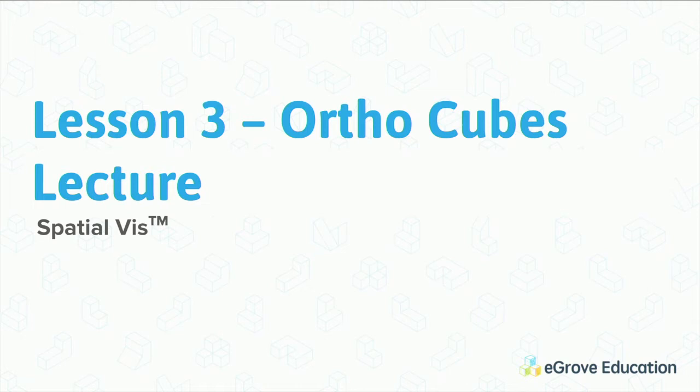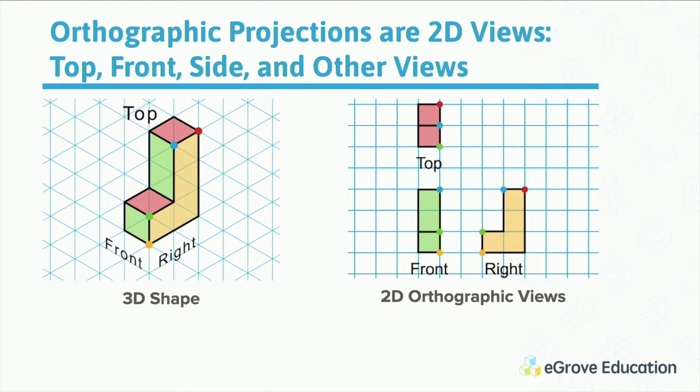So in this video, we're going to learn about Lesson 3 of the Spatial Viz app, which is on orthocubes. We learned a little bit about 2D plan views, and in our isocubes, we produced an isometric. Now, orthographic projections are actually two-dimensional views. And so you see the 3D shape on the left-hand side. That is your isometric, and it's using isometric grid paper.